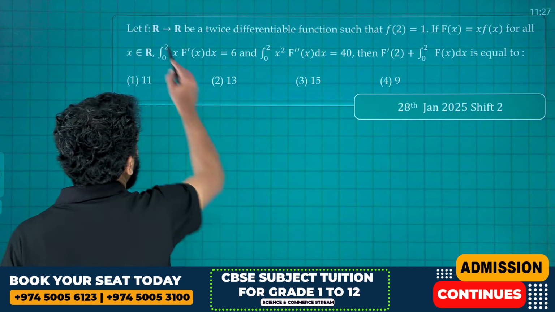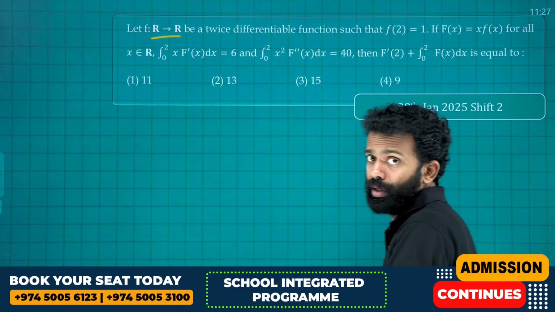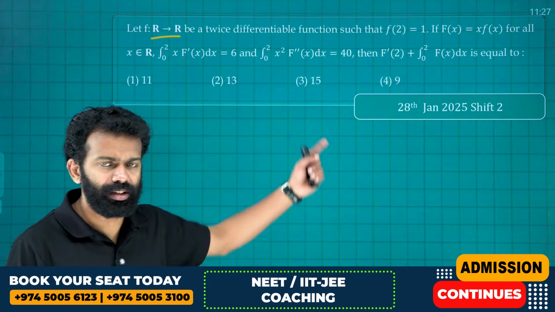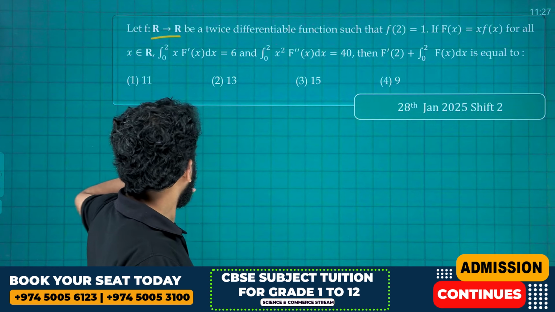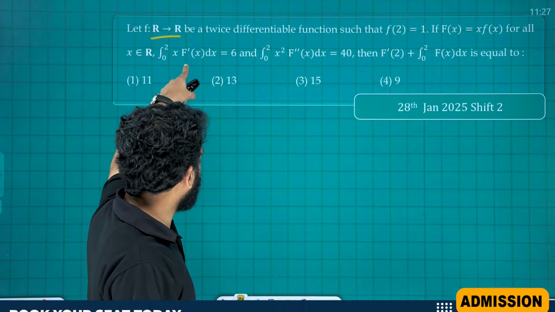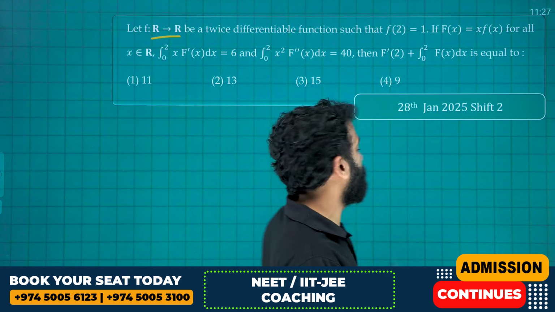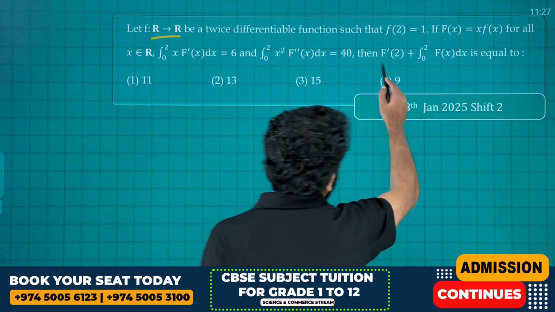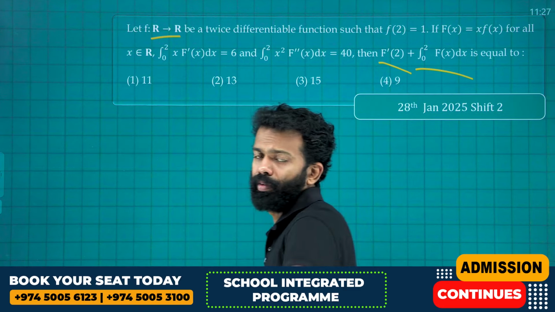Let f defined from R to R be a twice differentiable function such that f of 2 is equal to 1. And it is given that capital F of x is equal to x into f of x for all x element of R. And the integral from 0 to 2 of f of x into f dash of x dx is equal to 6, and the integral from 0 to 2 of x square f double dash of x dx is equal to 40. Then you need to find the value of f dash of 2 plus the integral from 0 to 2 of f of x dx. How are you going to formulate the value though?